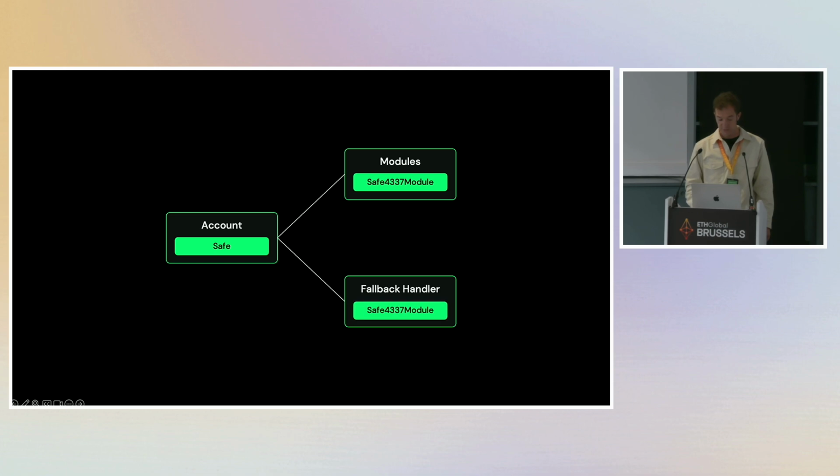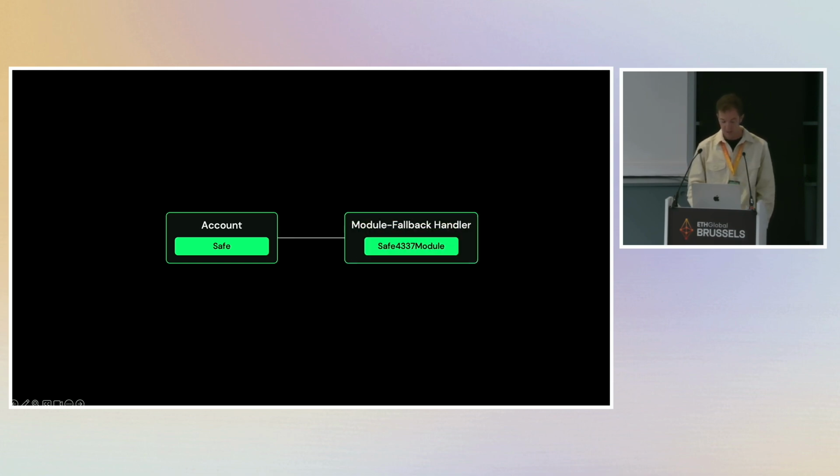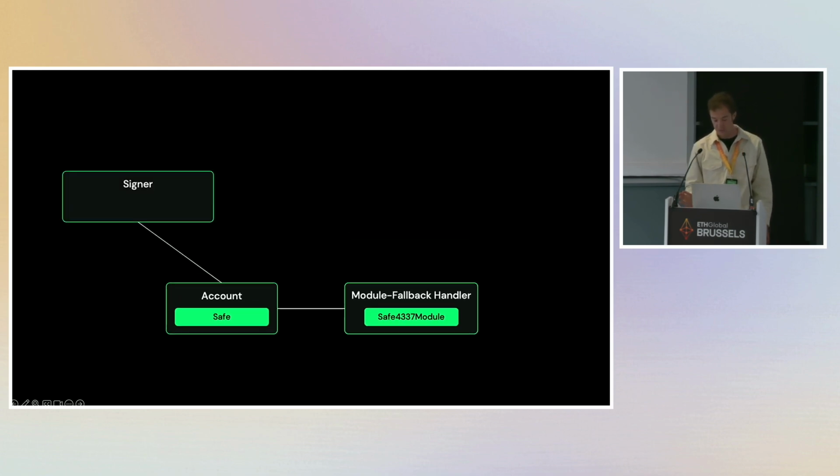For these two, we are using the Safe 4337 module, which is a contract that is adding all the compatibility with the ERC4337, and we need to enable it as a module and as a fallback handler. Everything is just done by the SDK. Here I want to showcase a bit what is happening behind. So we don't have two instances, but one instance that is used with these two different roles.